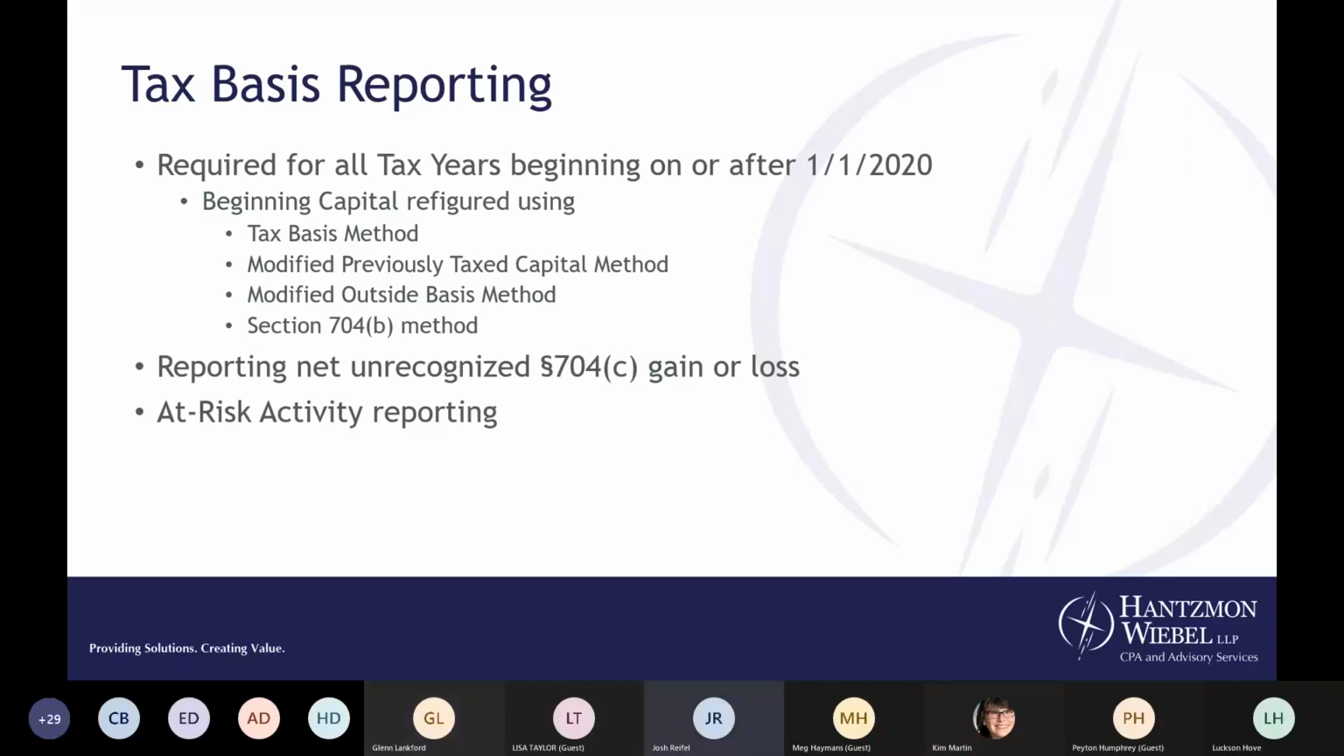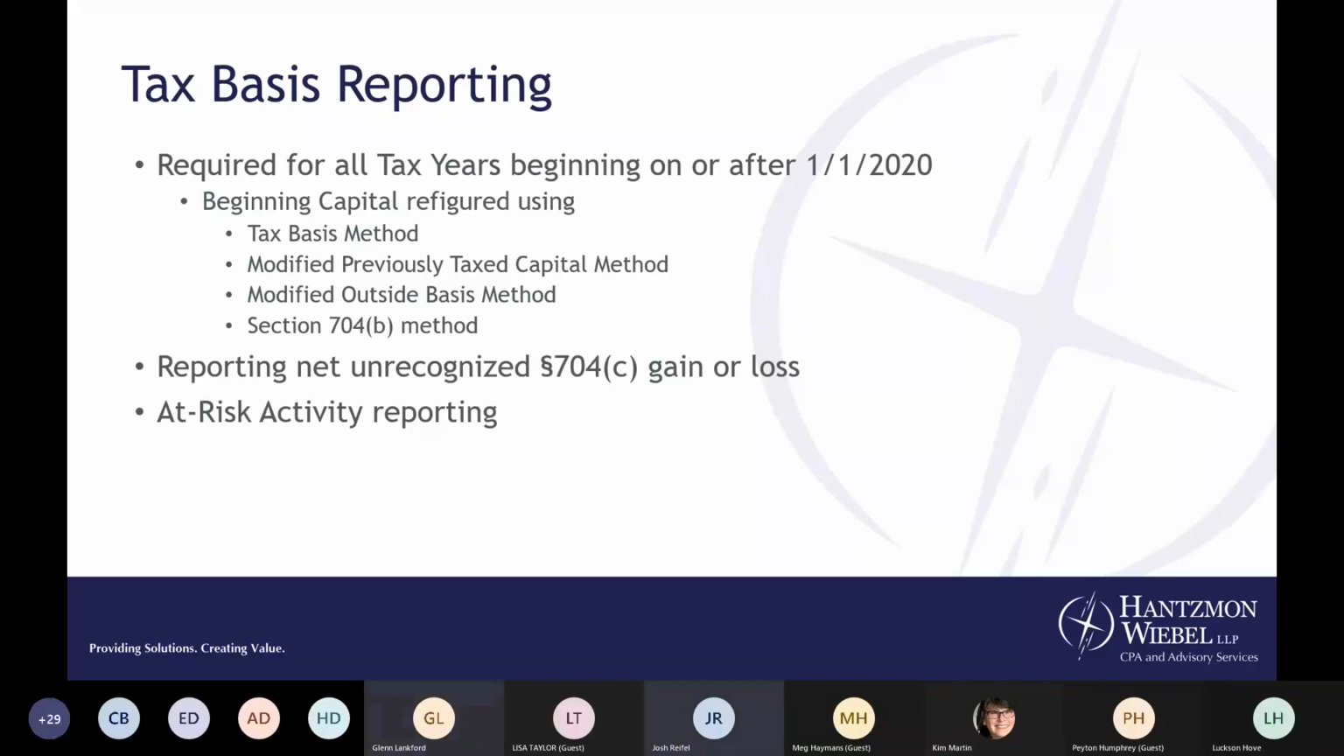Modified previously taxed capital method, the beginning capital amount is equal to the amount of cash the partner would receive if the partnership liquidated after selling all assets in a fully taxable transaction for fair market value, increased by the amount of tax loss determined without taking into account Section 743, and decreased by the amount of tax gain without taking into account any Section 743B basis adjustments.